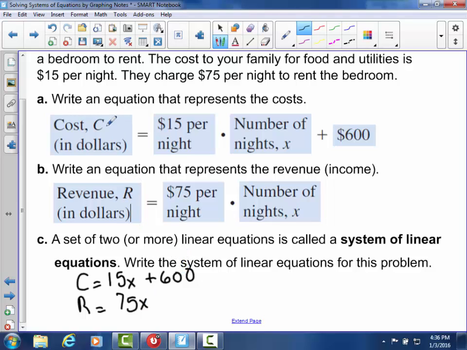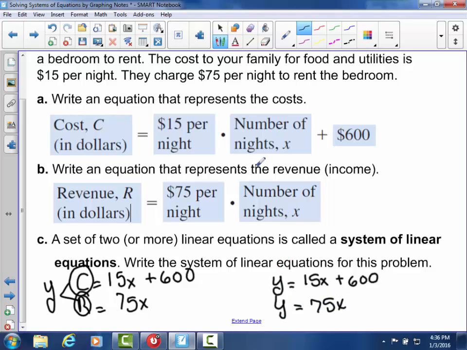Now, because this is about money, we're going to replace the C and the R and let them both be represented by the letter Y. So we're going to have two equations. Y equals 15x plus 600, and Y equals 75x, okay? Because this is our dollars.